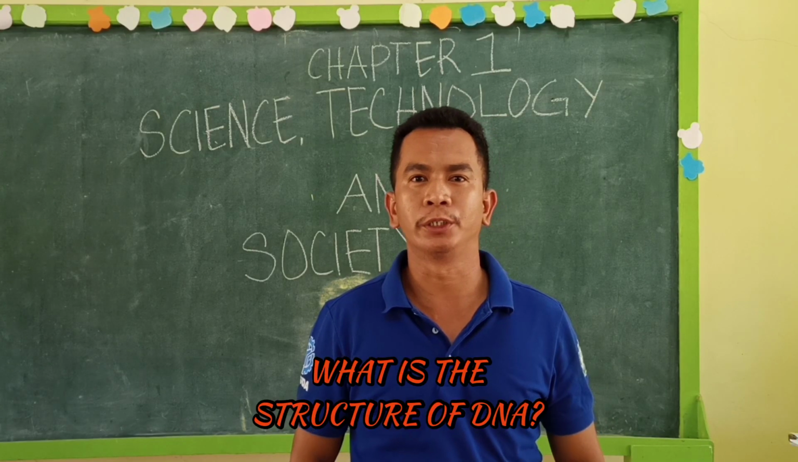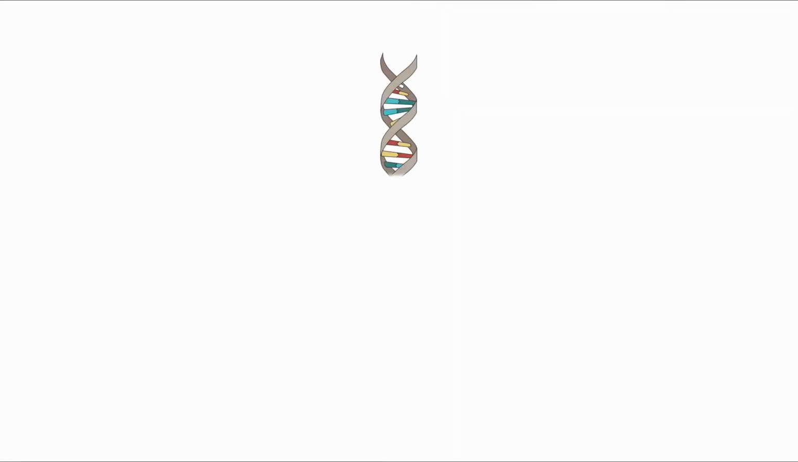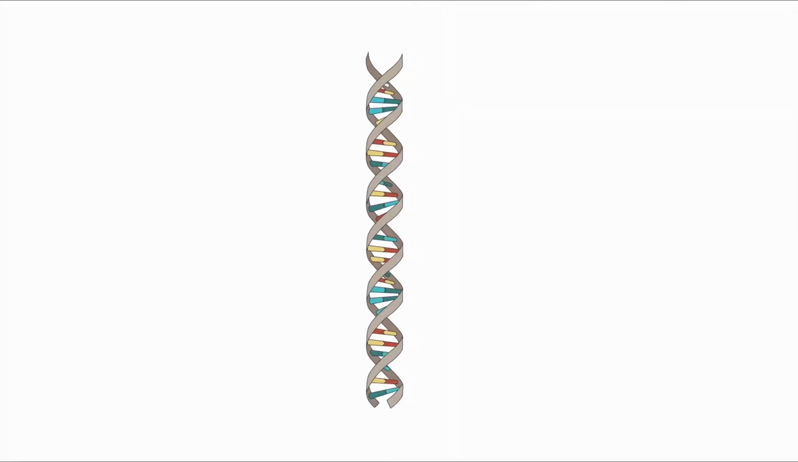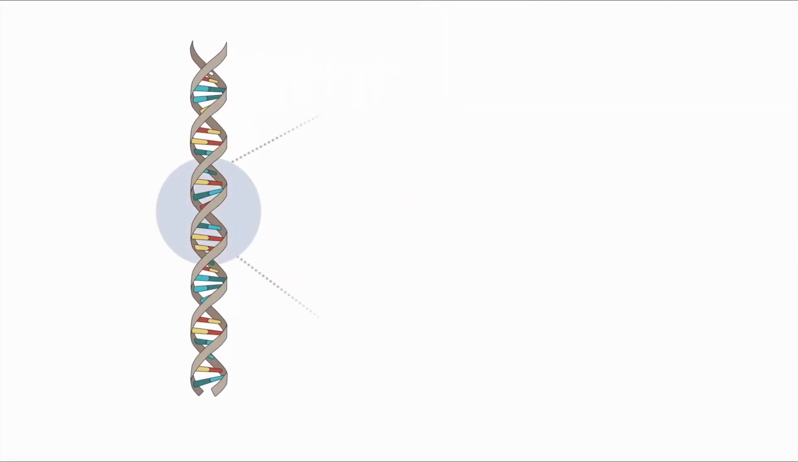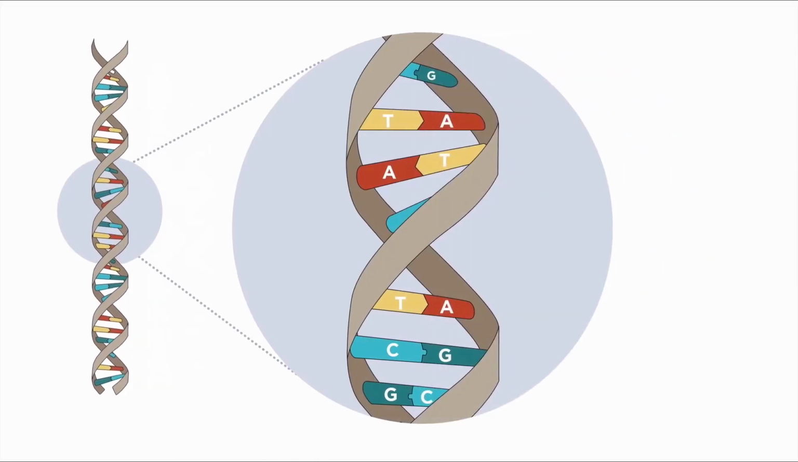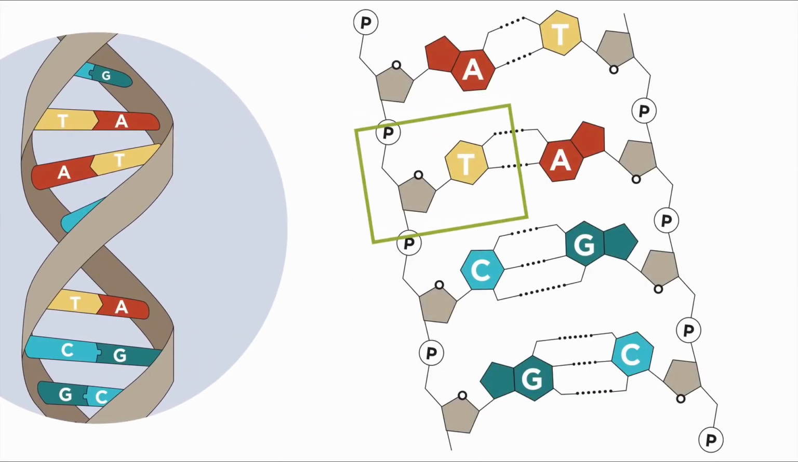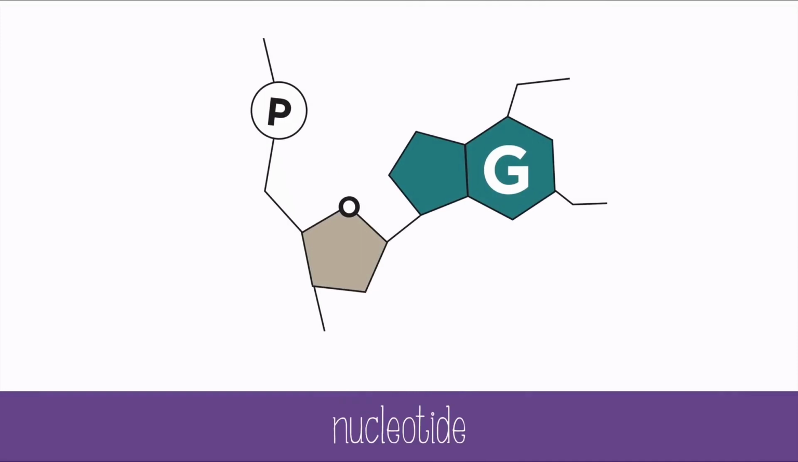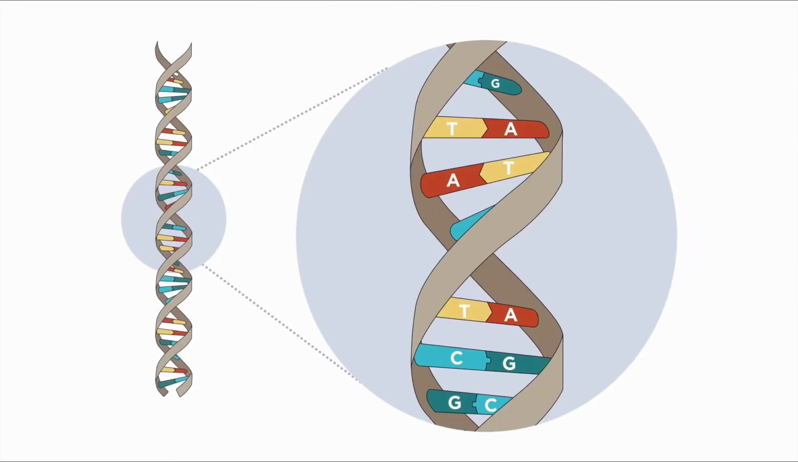What is the structure of DNA? The DNA has repeating subunits, and those subunits are called monomers, or nucleotides specifically. A spiral, or helix. Because DNA is double-stranded, we use the phrase double helix to describe its structure.